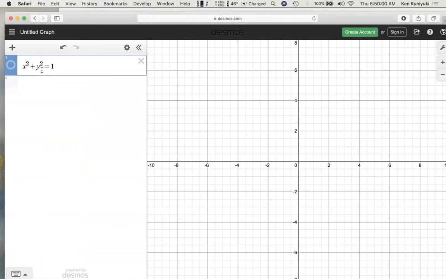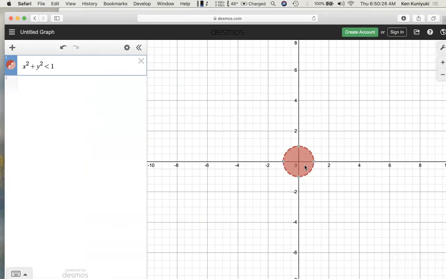How do you graph x squared plus y squared equals 1? We saw him earlier in the chapter. That was the unit circle, centered at the origin. But how do you graph an inequality? How do you graph x squared plus y squared is less than 1? You graph the interior of the circle.